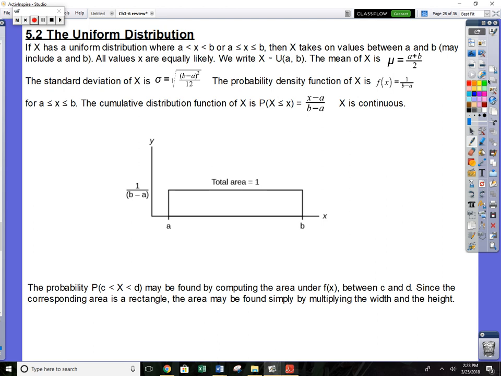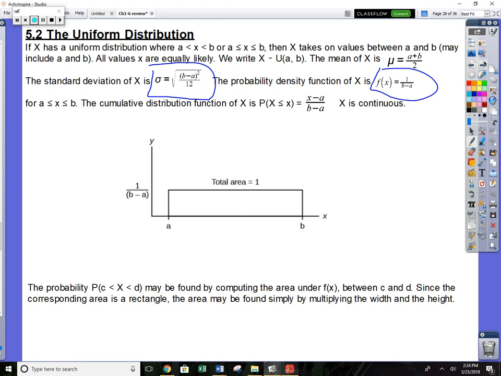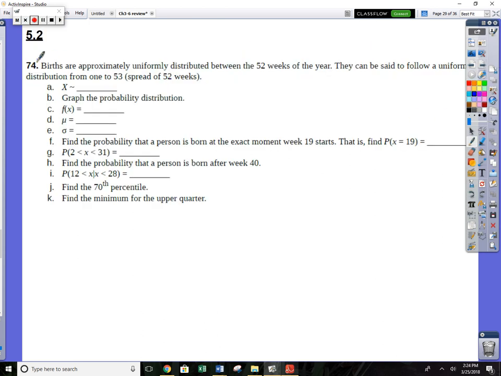And that's it for 5.1. 5.2, the uniform distribution, we kind of already talked about it. It's a rectangle. Area is going to be 1. This all is kind of funky looking, but pretty straightforward. Average is pretty straightforward. Again, the standard deviation is the one that we're going to have to maybe memorize. And the function is pretty straightforward. I mean, it's all pretty easy. It looks crappy, but it's pretty easy. So let's illustrate it with number 74.